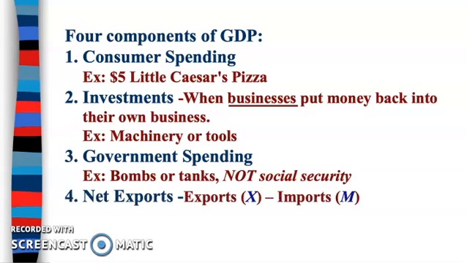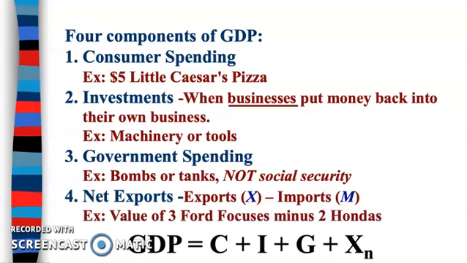Finally, net exports. So that's the amount of goods and services we are exporting minus the value of everything that we are importing. Now, currently, we have a net export number that is negative because we import more than we export. In total, the GDP formula is here: C plus I plus G plus X N. That is the consumer spending, investments, government spending, and net exports is our total calculation for GDP.